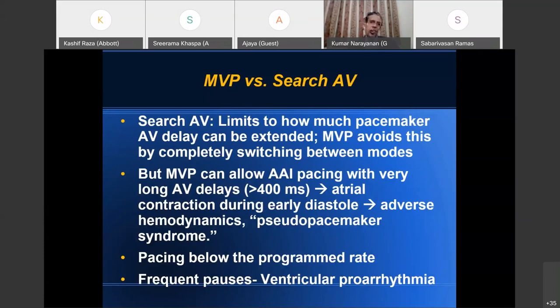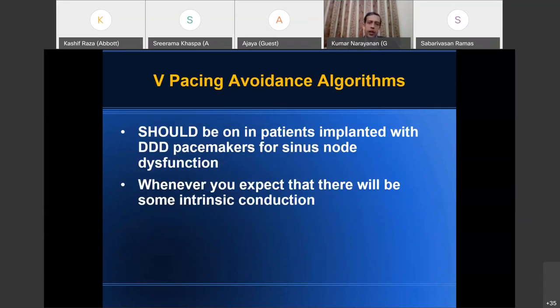So where is V-pacing avoidance especially useful? Now, it really should be on when the patient has been primarily implanted for sinus dysfunction. Now, in sinus node dysfunction, what are the current recommendations? The current recommendations are to implant a dual chamber pacemaker because there is a small risk that conduction system disease can progress and they can develop AV block in the future.